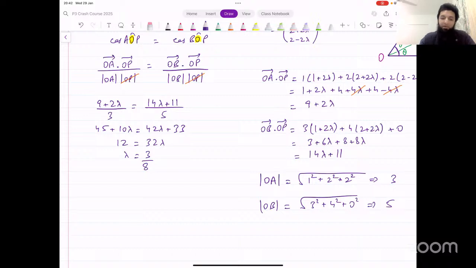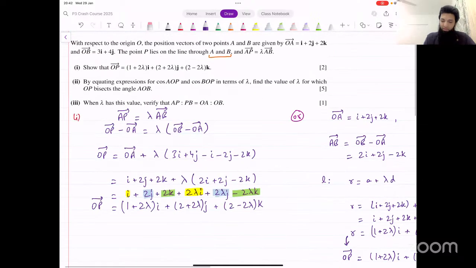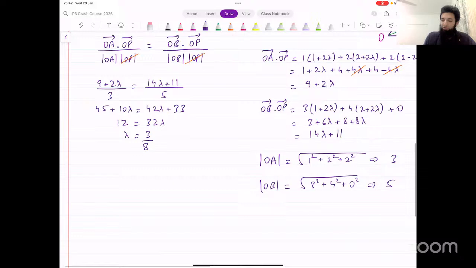That's what we're getting here. Yeah, and that's what you wanted. The value of lambda, 3 over 8. That's our final result.